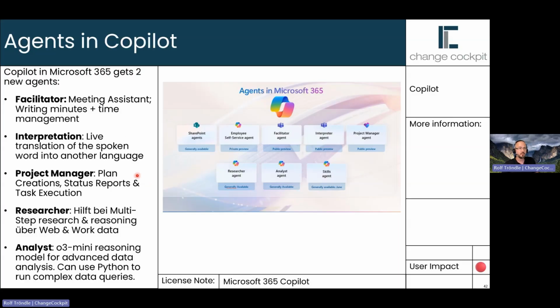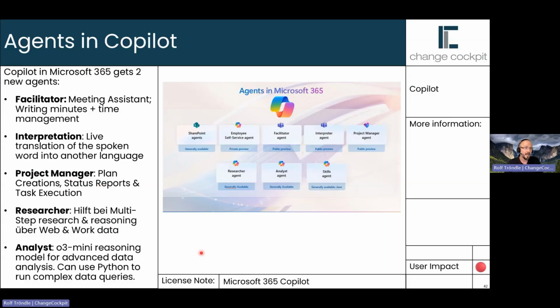Then the project manager agent is for plan creation and status reports of Planner tasks, Planner plans, status reports, and task execution. You can assign a task to the project manager agent, and the project manager agent will then work on this Planner task.